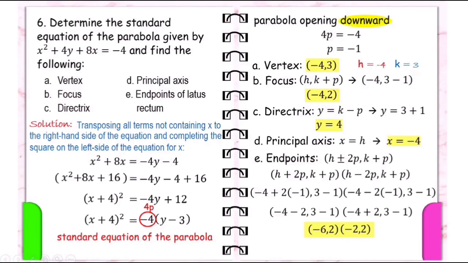So that is how you identify the vertex, the focus, the directrix, the principal axis, and the endpoints of latus rectum if the general equation of the parabola is given. But what if pinapahanap na sa atin ang equation ni parabola given lamang ang vertex o ang focus o ang directrix or even the principal axis? How do we do that? Let us have an example.